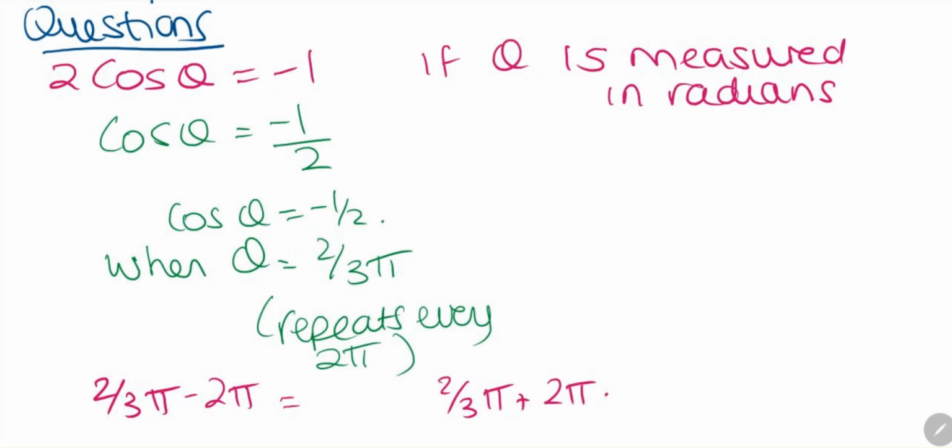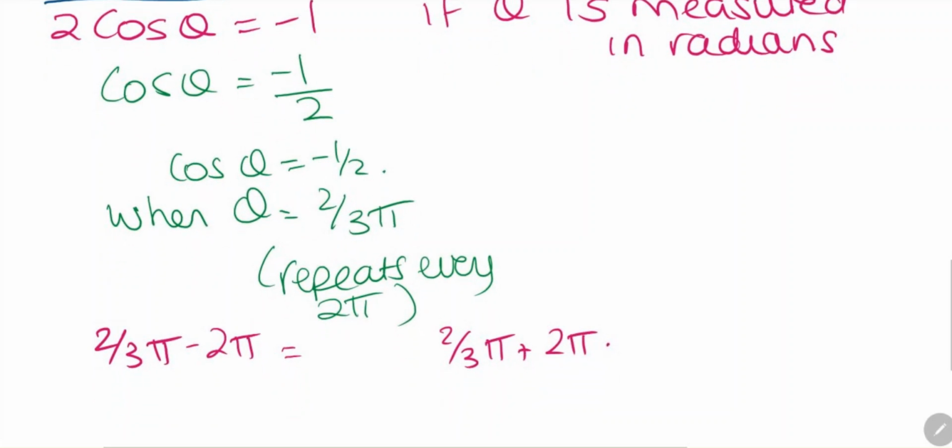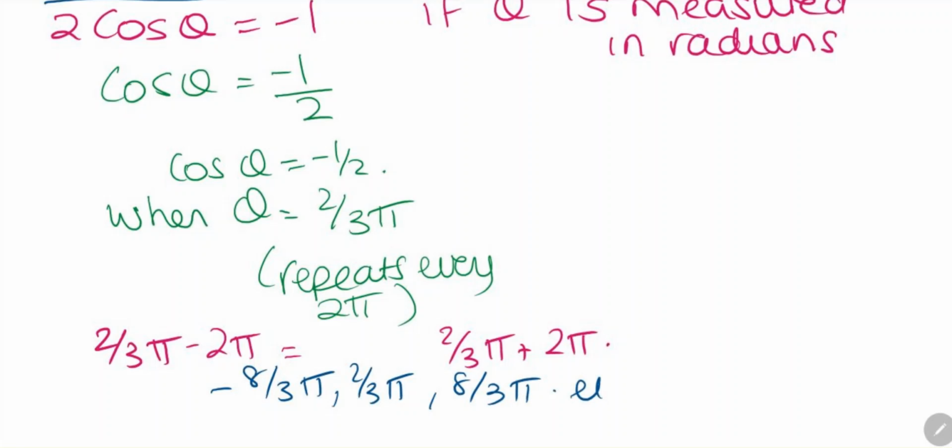So this would give us minus 8/3 pi and 2/3 pi. And we'd also have, on the positive, 8/3 pi. And this will continue.